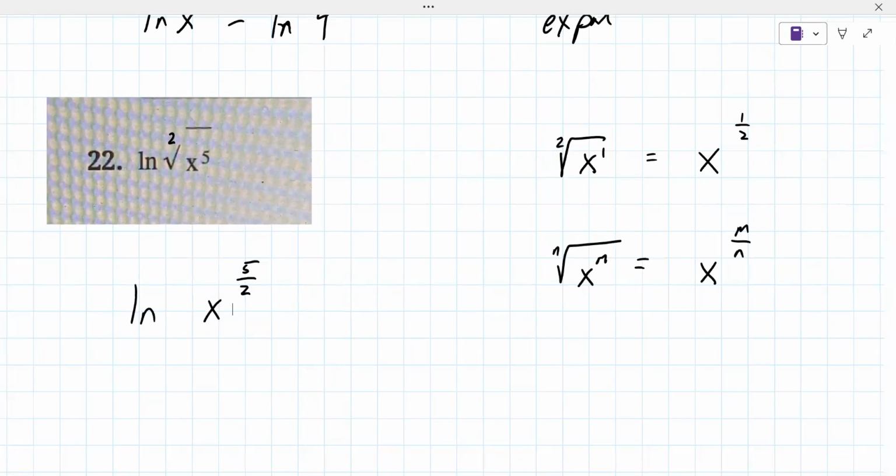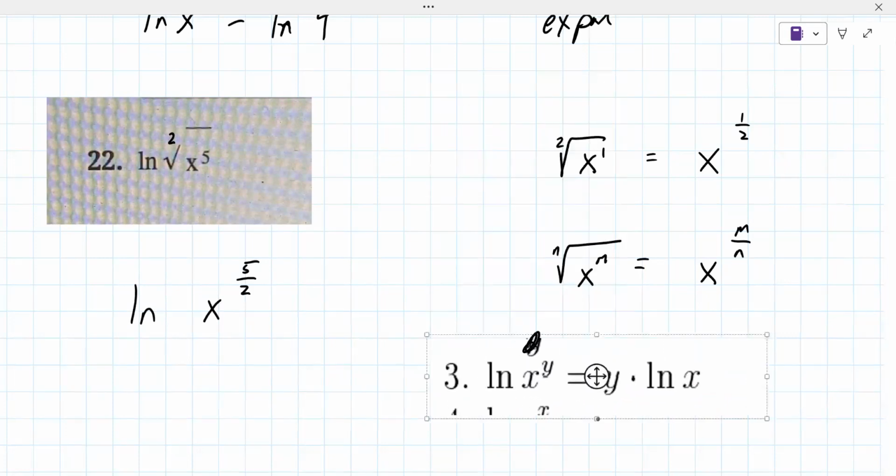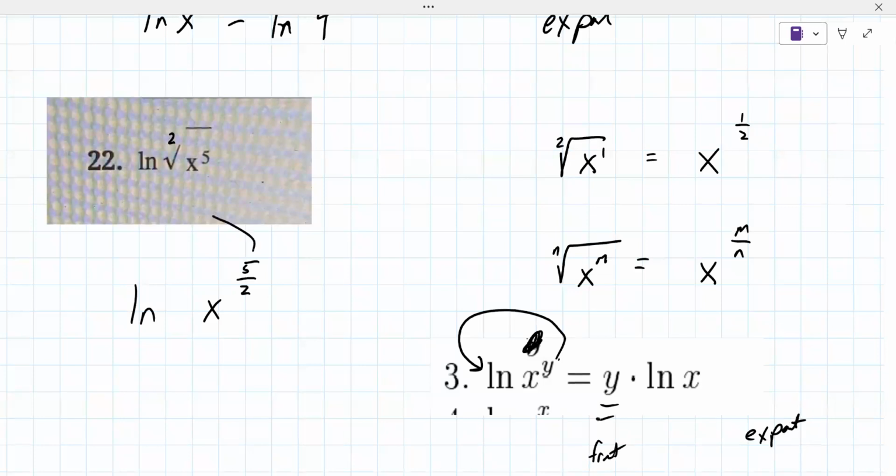Now we're going to use property of logarithms number 3, and the numbering isn't important. It's just that you know all these. What this one says is that you bring the exponent out in front. See how the exponent's now in front? You're going to do the same thing and bring the exponent out in front. So it's 5 over 2 natural log x, and that is it.